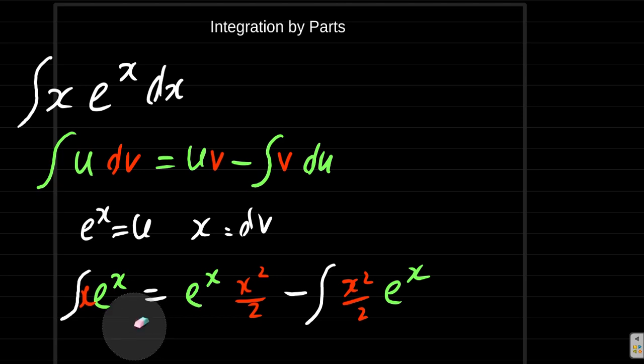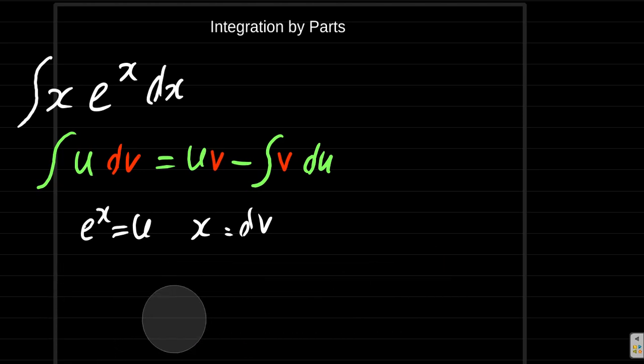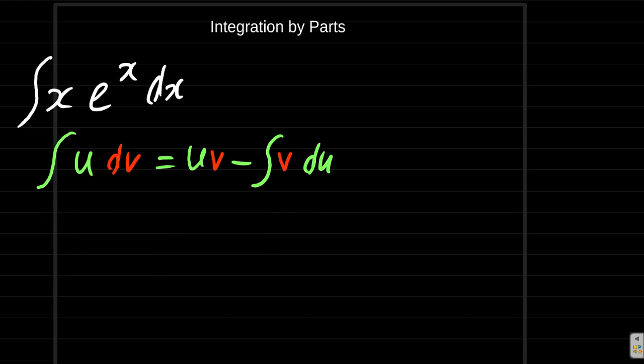Now, let u, and by the way, let me change the colors of the integral signs, and this minus and this. Okay, good. Now, suppose we consider u to be x, right? U is x, and dv is e to the x.